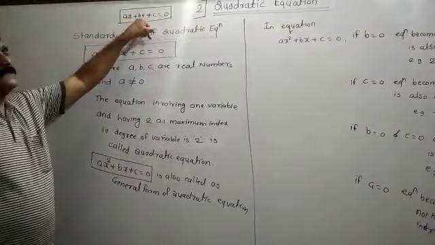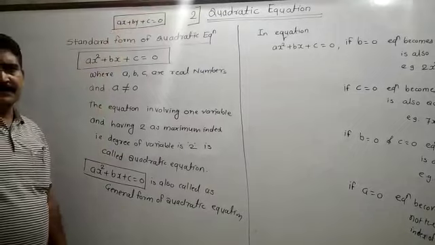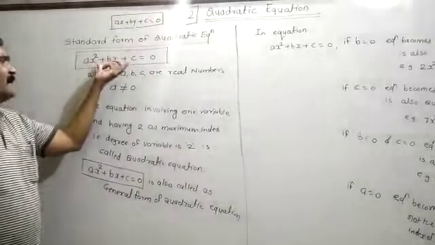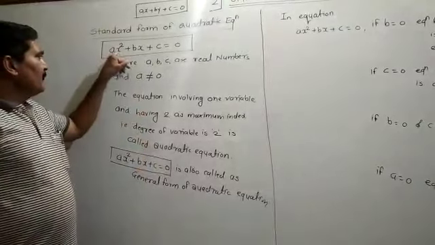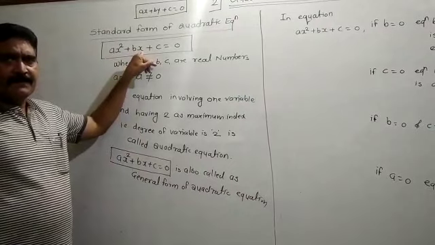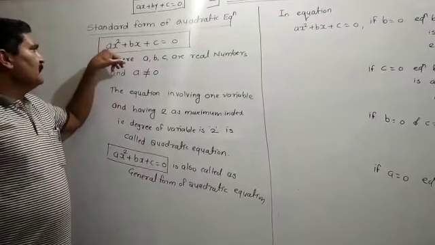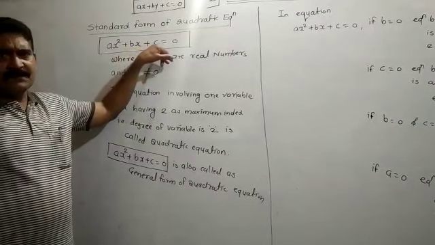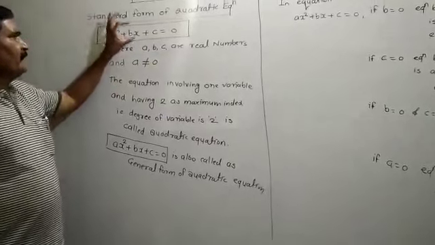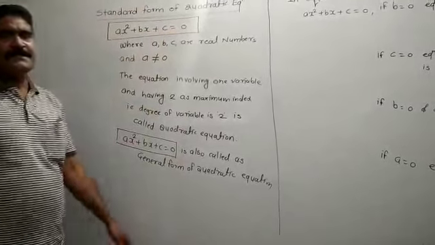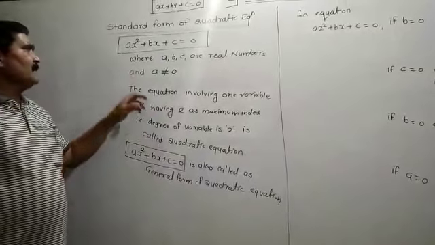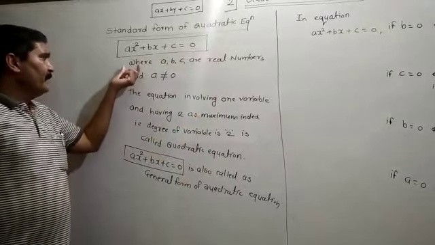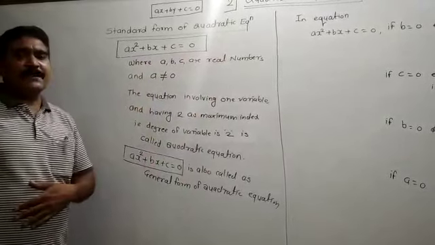Here the linear equation holds two variables and c is the constant term, but this expression holds three terms that contain only one variable, x. This a is the coefficient of x square, this b is the coefficient of x, and c is the constant term. I will say that ax square plus bx plus c is equal to 0 is the standard form of the quadratic equation, where a, b, c are real numbers. What are the conditions that you have to understand? Where a, b, c are real numbers and a is not equal to 0.